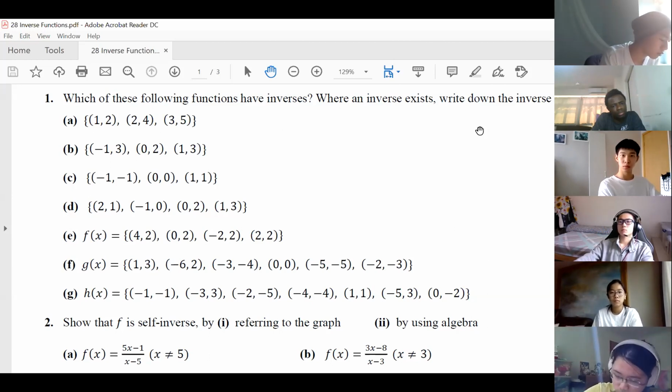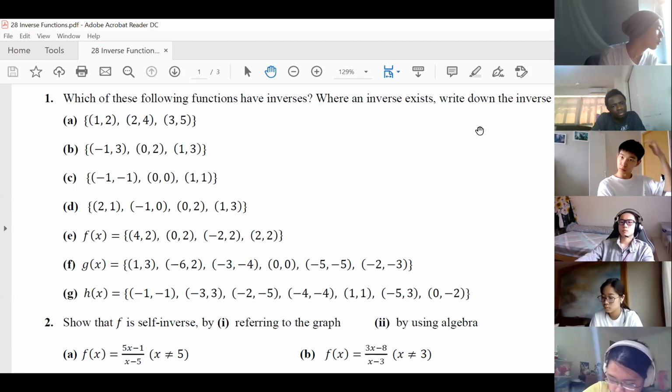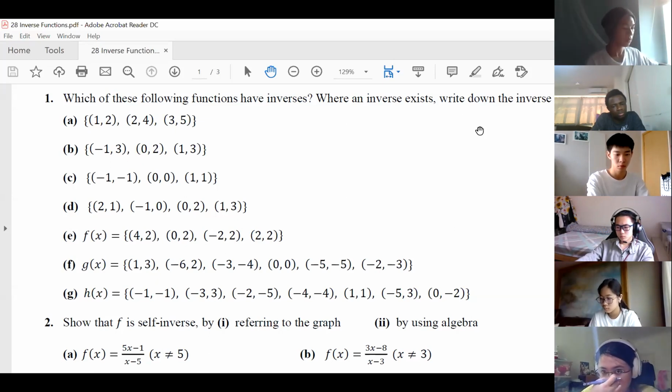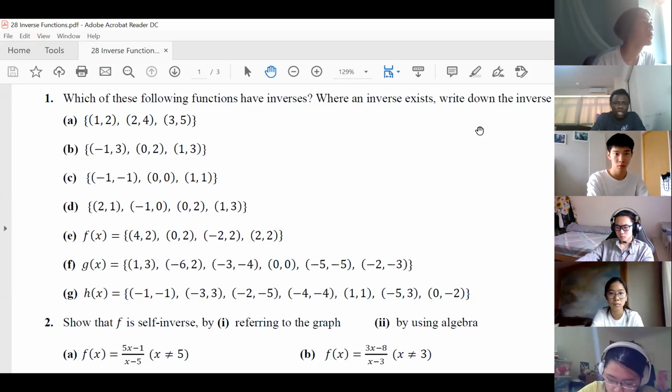So I wrote that there cannot be more than one x that has the same y, and then the inverse is just swapping the coordinates. So 2, 1, and then 4, 2, and then 5, 3. Okay, so my point is this. Before getting the inverse, how do you know the inverse exists? That's my question.